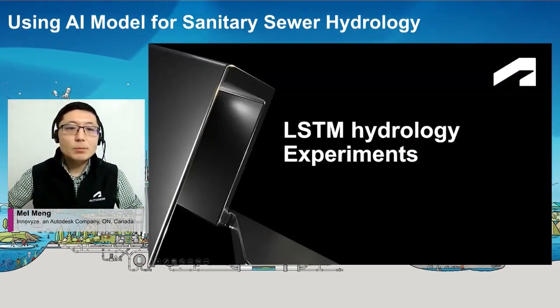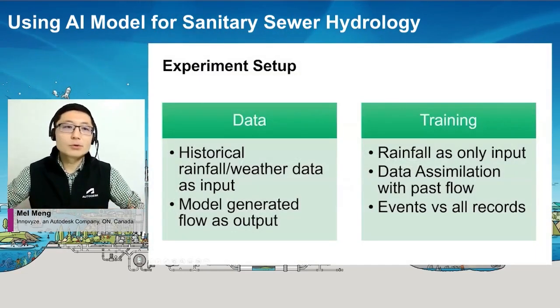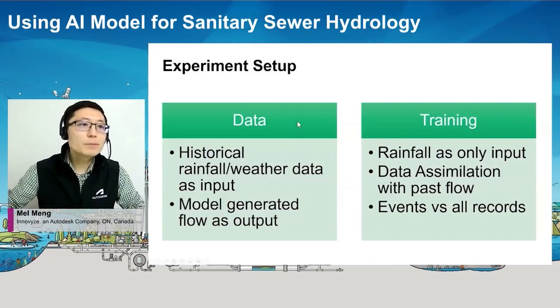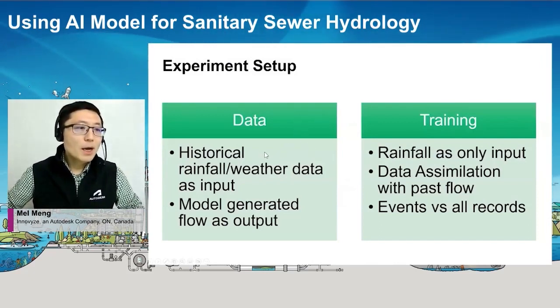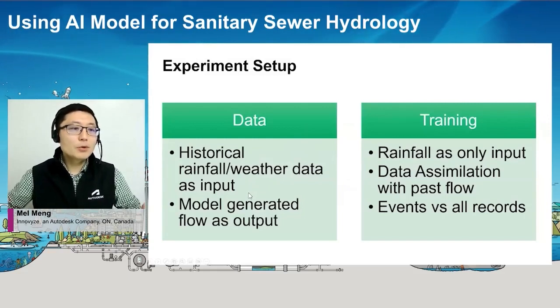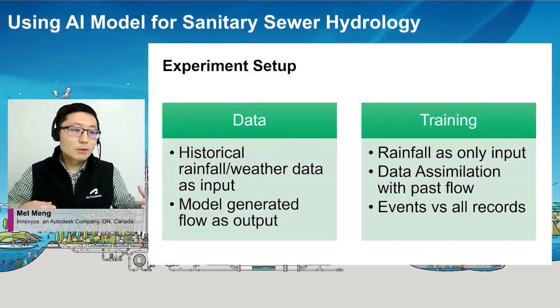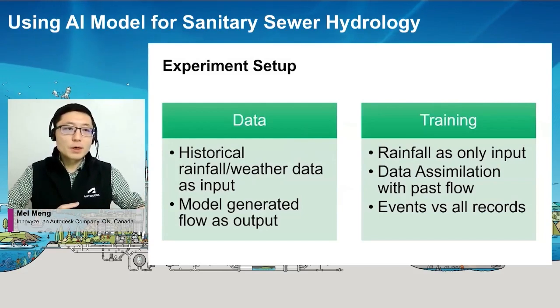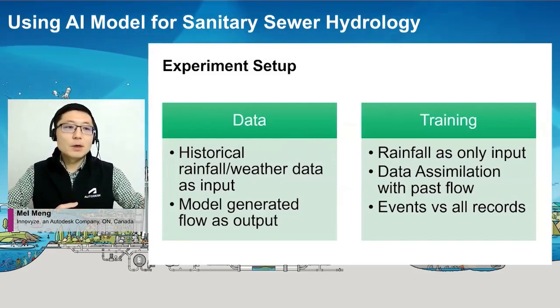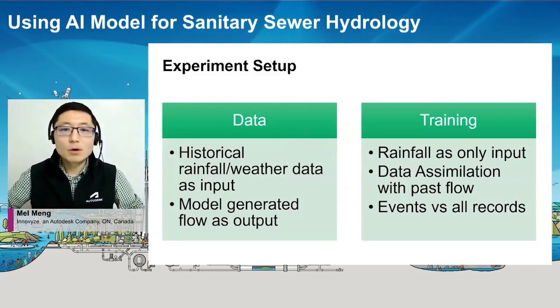Okay, so next I'm going to walk you through how I set up one model to do just that. So here's my experiment setup. I have the historical rainfall and weather data as input, and then I use an ICM Swim model to generate the flow as output. So that's my source. I'm trying to replicate the results from a Swim model using an AI model. So that's what I'm doing.